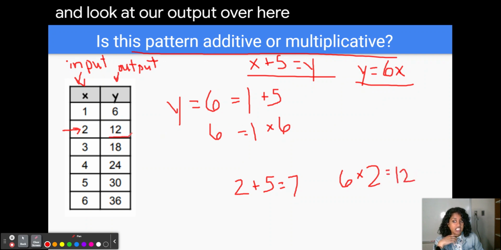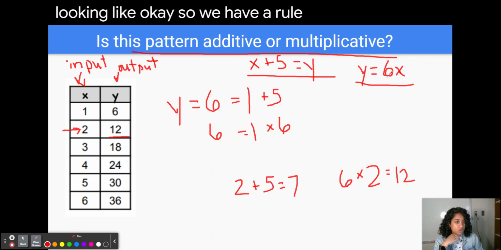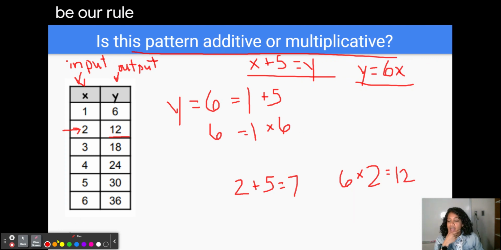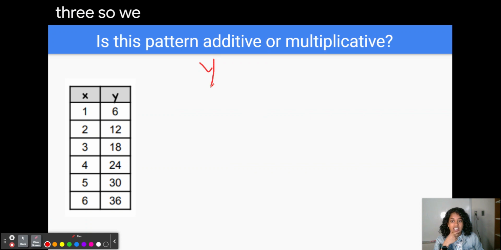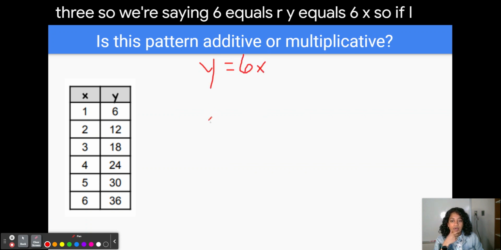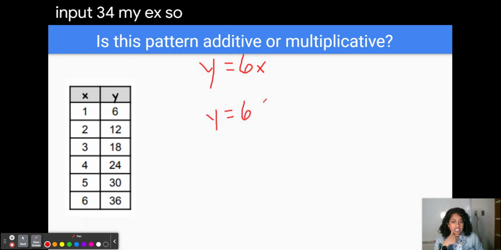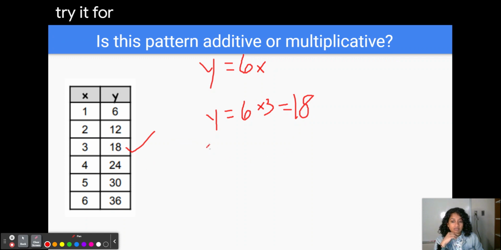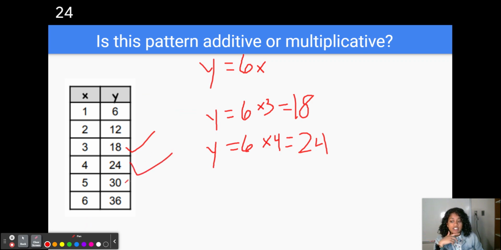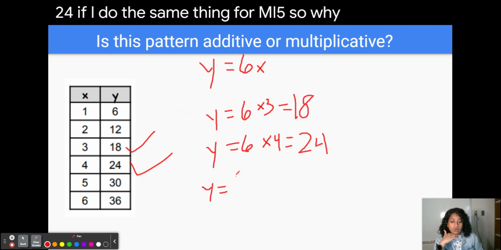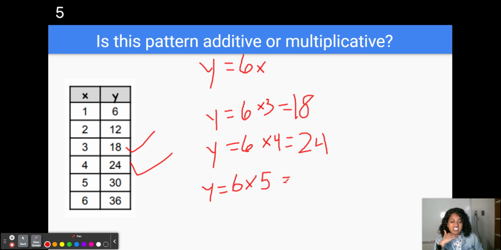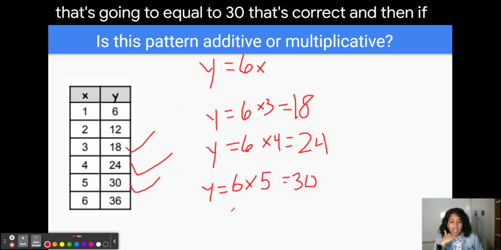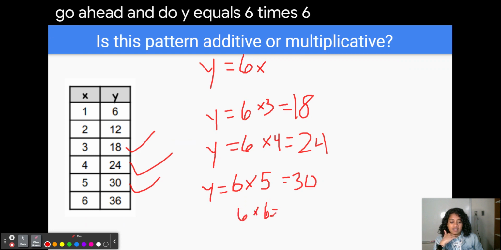Let's look at our output over here. That is 12. So it's looking like y equals 6x might be our rule. Let's see if it's the same thing for 3. If I input 3 for my x, 6 times 3 is going to equal 18. That one is right. Let's try it for 4. If y is 6 times 4, that's going to equal 24, and that one's correct too because my y equals 24. If I do the same thing for 5, y equals 6 times 5, that's going to equal 30. That's correct. And if I do y equals 6 times 6, that equals 36.